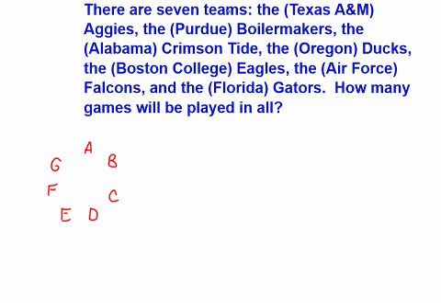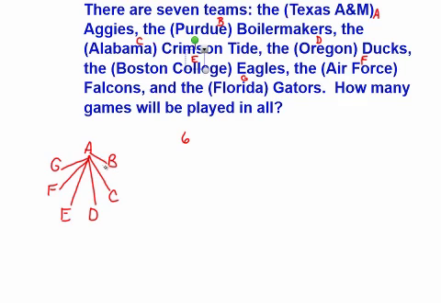So this will be my A for the Aggies, B, C, D, E, F, and G. Okay, and so Team A, which is Texas A&M, they're going to play Team B, C, D, E, F, and G. And so right away, we have 1, 2, 3, 4, 5, 6. We have 6 games.